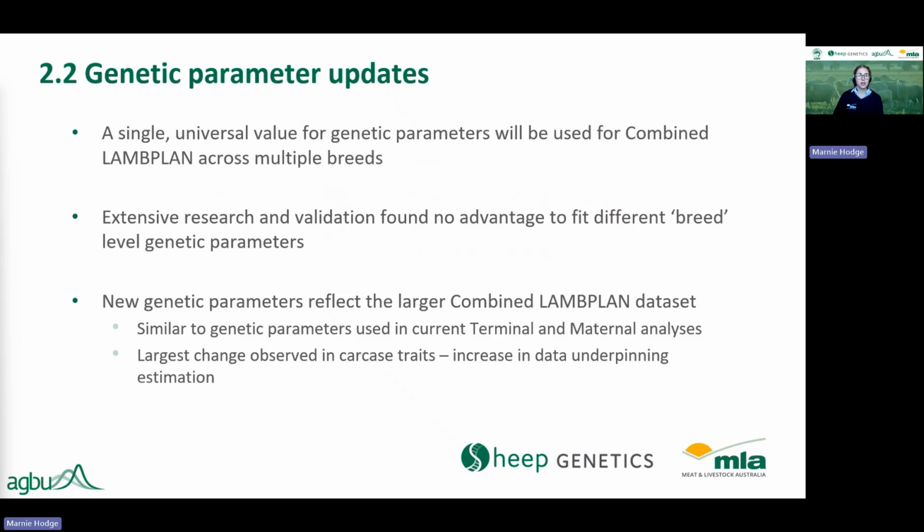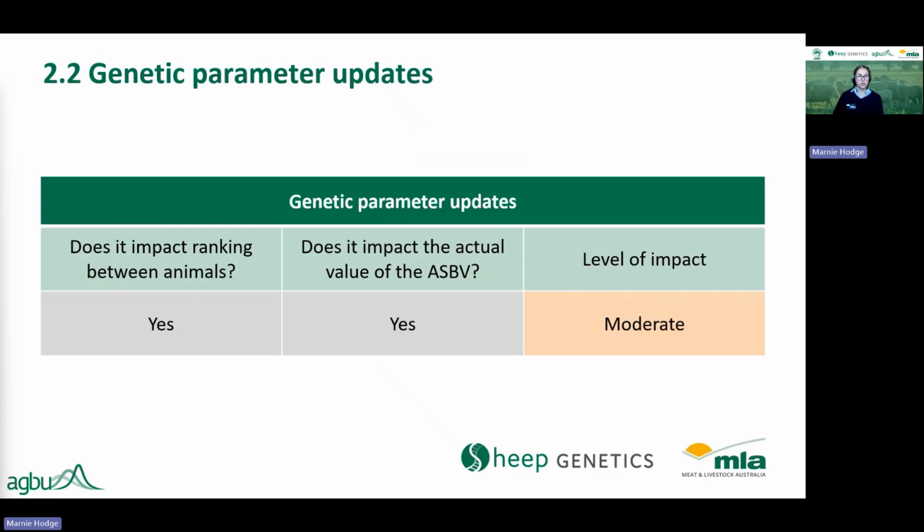It's important to note too that while we have re-estimated genetic parameters and we have slightly adjusted them for the combined land plan dataset, they're quite similar to the genetic parameters that are used in the current terminal and maternal analyses. The largest changes to the genetic parameters occur for carcass traits, and this is simply due to the fact that we have a larger data set in the combined land plan analysis because we've merged two data sets together for carcass traits. The level of impact for the updates to the genetic parameters is moderate, again, for both the ranking between animals as well as the actual breeding value itself.